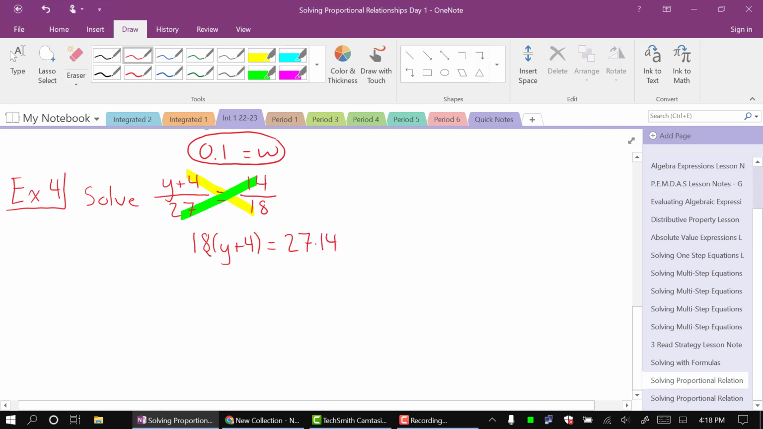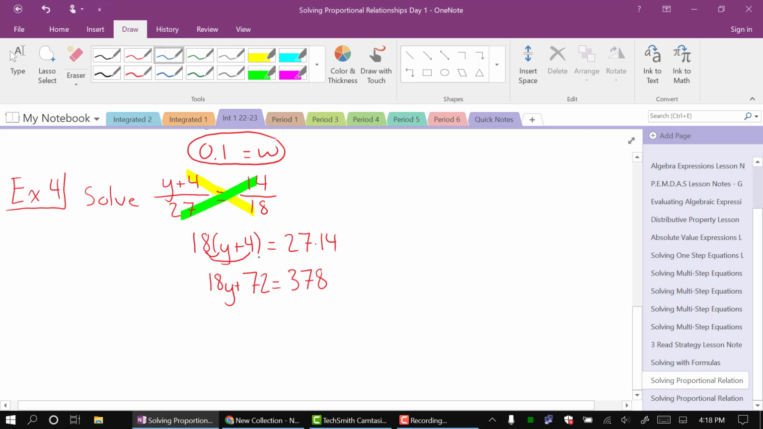So now I have to distribute that 18 to both the 1y and the 4. So 18 times 1y is 18y. 18 times 4 is 72. 27 times 14 is 378.